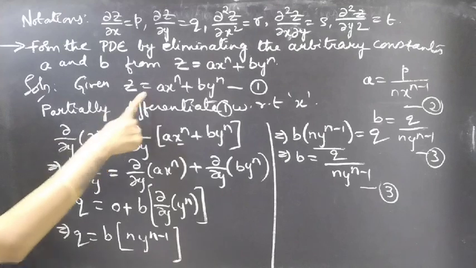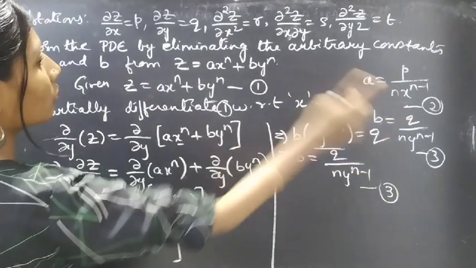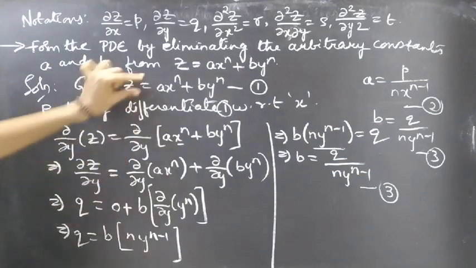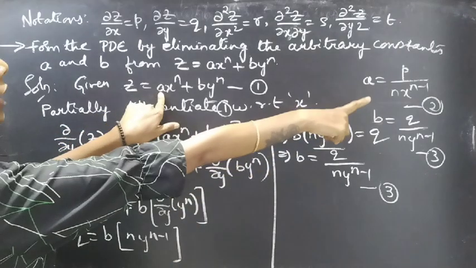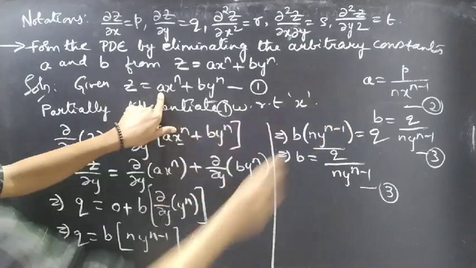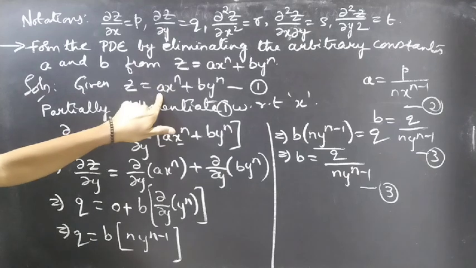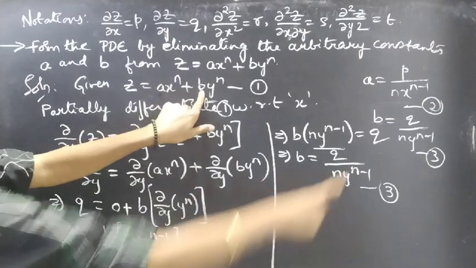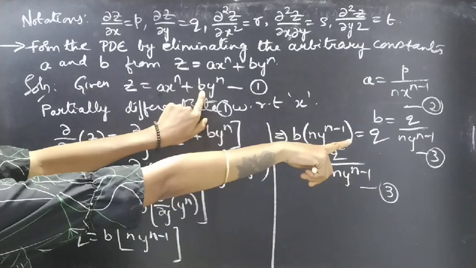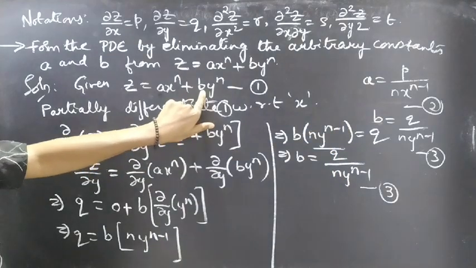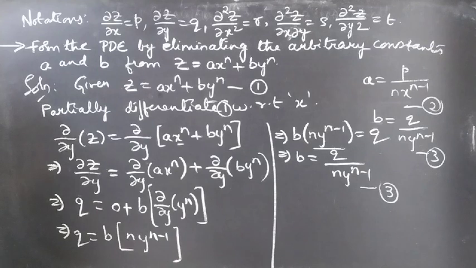Now observe equations 1, 2 and 3. See, by replacing a by p by n into x power n minus 1, a gets eliminated. Likewise, by replacing b by equation 3, q by n into y power n minus 1, b gets eliminated, right? So by replacing a and b in equation 1, a, b, that is the arbitrary constants, get eliminated. So let's substitute a and b here.